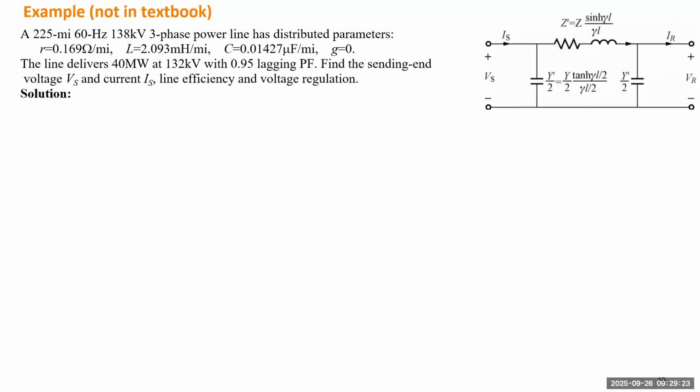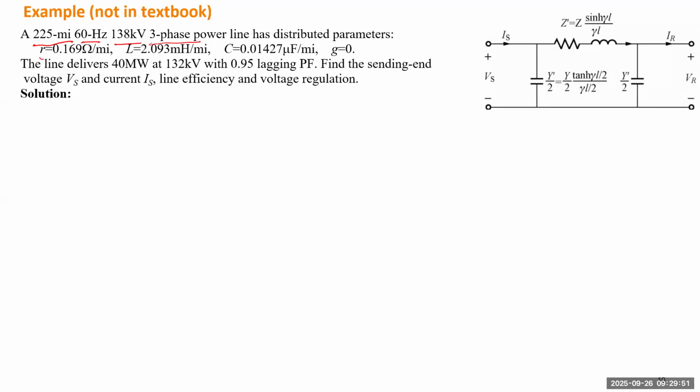There's one example which is not in the textbook, but which will be a good example to demonstrate how to utilize what we learned on the long line to do some calculation. Assume we have a 225 miles, 60 hertz line operated at 130 kV, which is a 3-phase power line. And here we take distributed parameters.